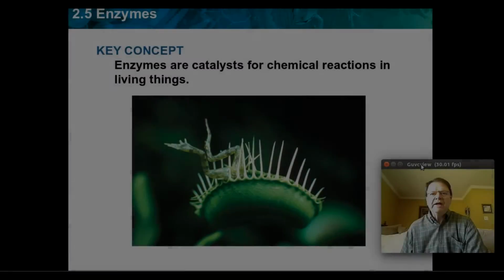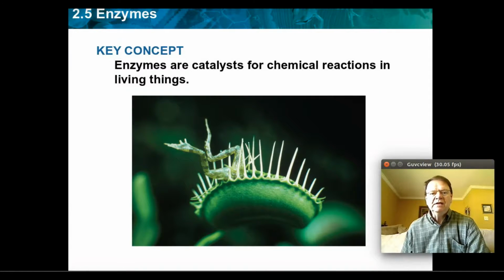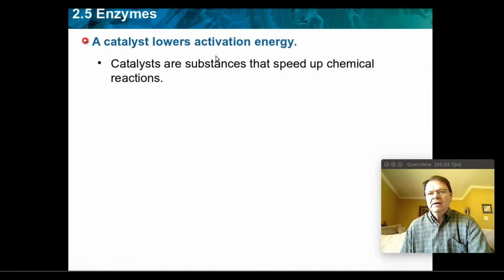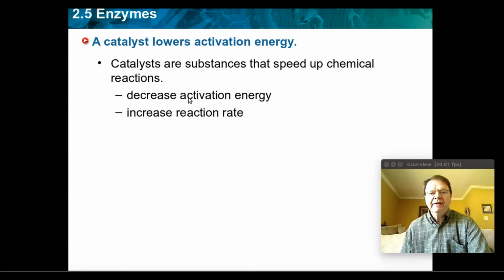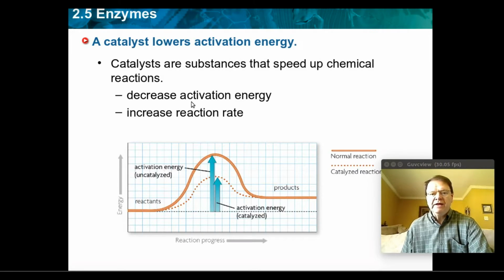Hey, let's take a look at enzymes together. Main idea: enzymes are catalysts for chemical reactions in living things. Now, how does that work? Well, enzymes are a catalyst. Generally, catalysts are substances that speed up chemical reactions. And how do they do that? Well, take a look. They decrease the activation energy, and that's how they increase the reaction rate.